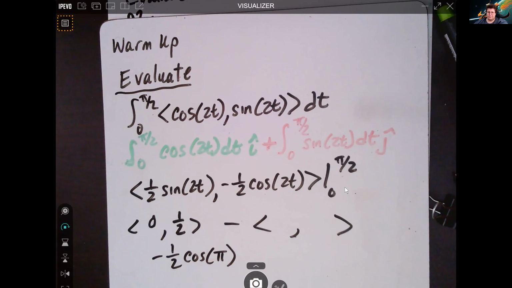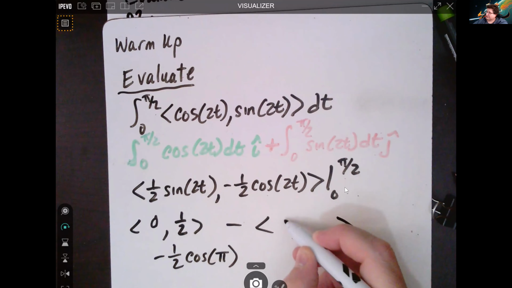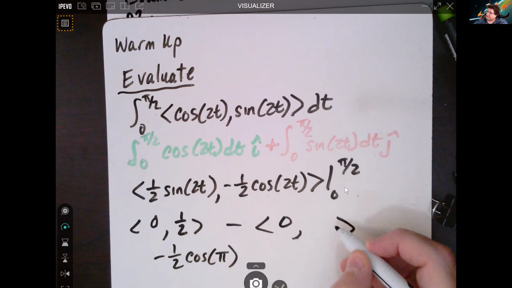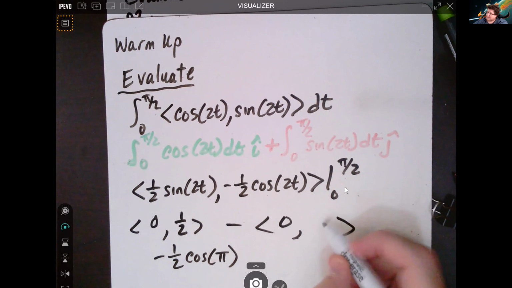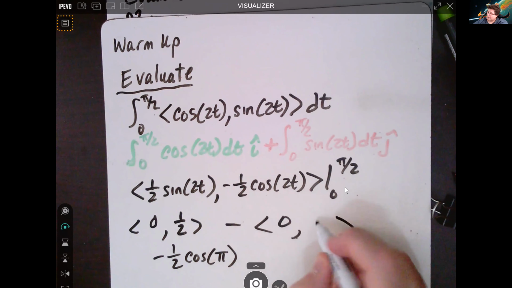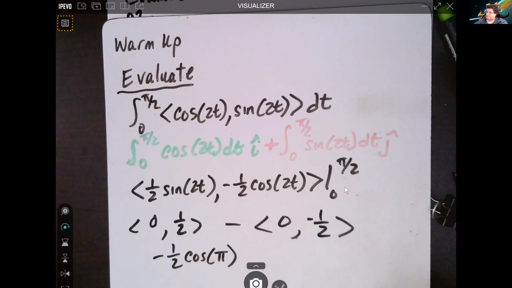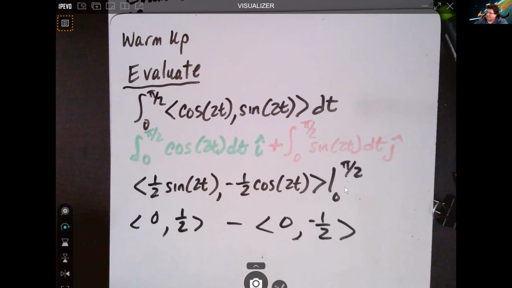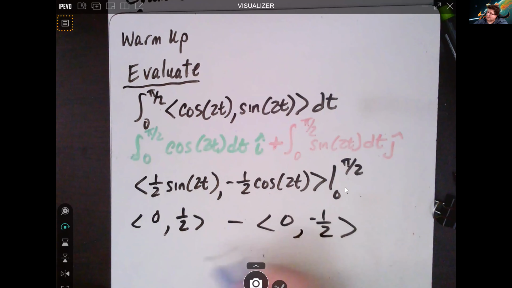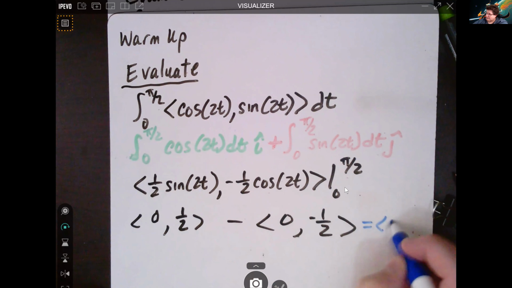Now we plug in 0, the math is kind of easy. 2 times 0 doesn't change it. So sine is 0 and cosine is positive 1 there. Positive 1 times negative 1/2 is negative 1/2. And if we subtract the vectors, it becomes 0, 1.